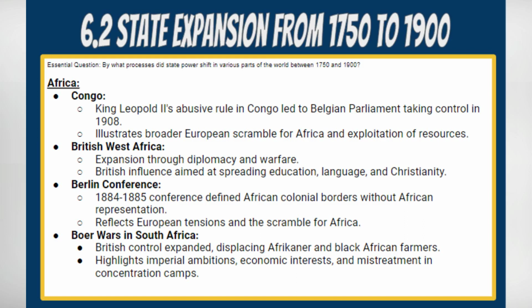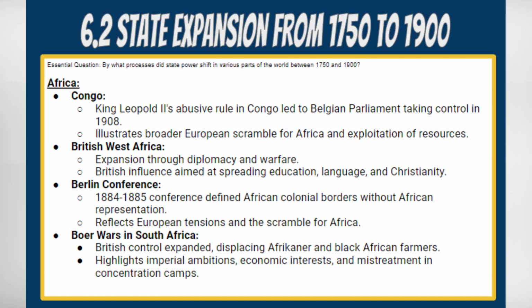British West Africa. British expansion through diplomacy and warfare in West Africa aimed at spreading Western influence. Diplomatic treaties became void as European competition intensified, leading to conflicts with overpowering military strength.